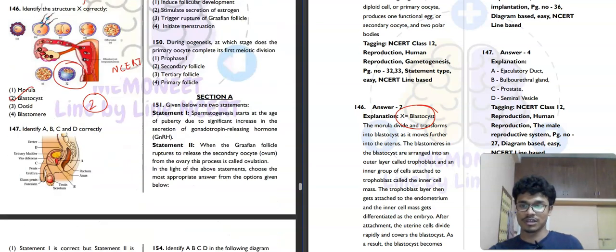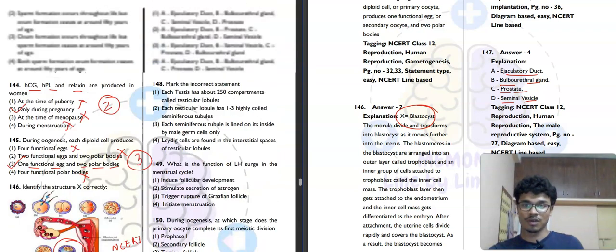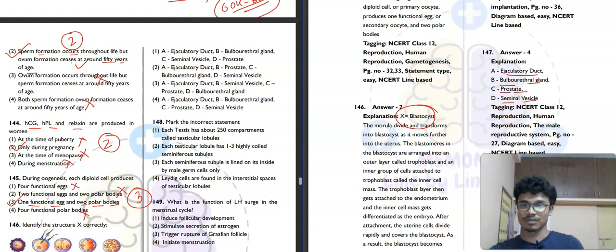Moving towards the next question, that is 147. We have to identify A, B, C, D. So A is basically the ejaculatory duct, then B is the bulbourethral gland, C is the prostate, and D is the seminal vesicle. Here D is the seminal vesicle, and then B is the bulbourethral gland. Don't confuse it with the Bartholin gland. Bartholin gland is present in females, but bulbourethral gland is present in males. And C is the prostate here. So let's look at the options. Ejaculatory duct, bulbourethral gland. So yeah, the fourth option will be our correct answer.